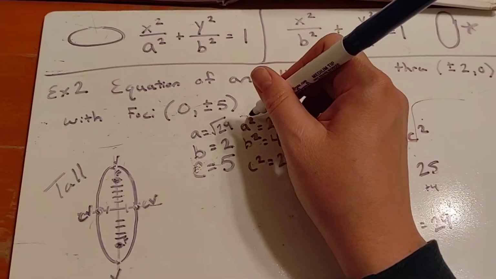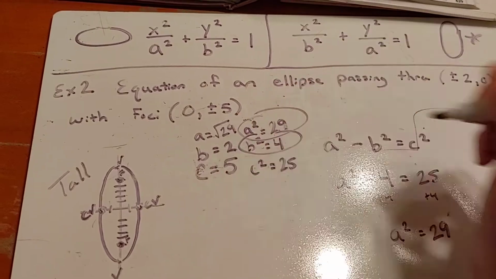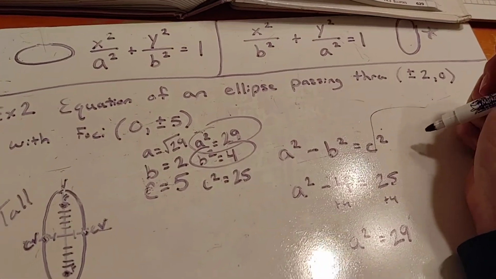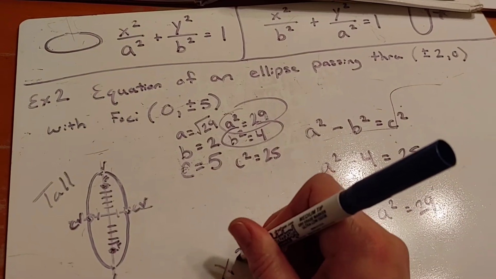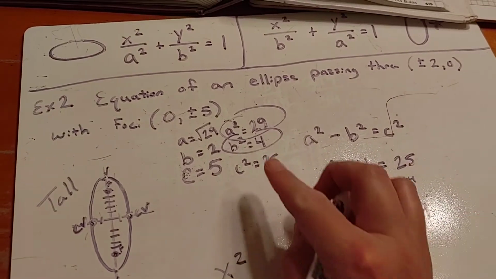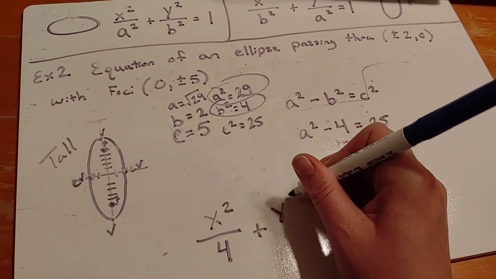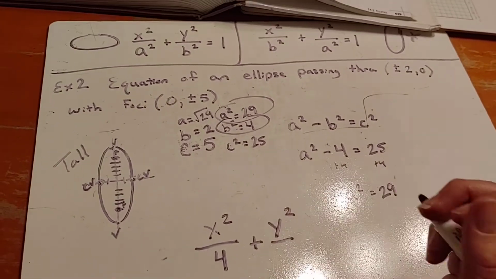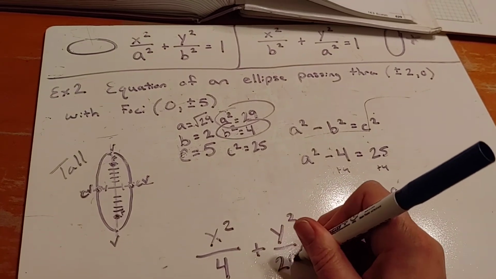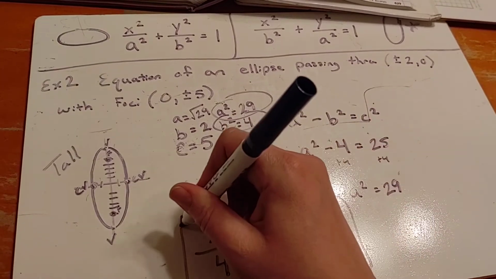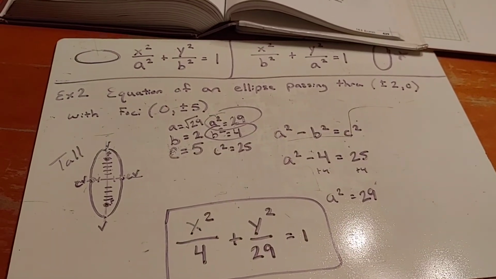All right, we are just about ready to write this equation. So we know that we're going to need our A squared and our B squared. We know that it's going to be in this form, so let's just fill it in. So we have x squared over B squared, which is 4, plus y squared over A squared, which is 29, equals 1. Mission accomplished.